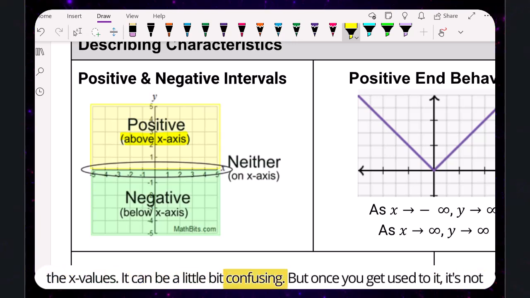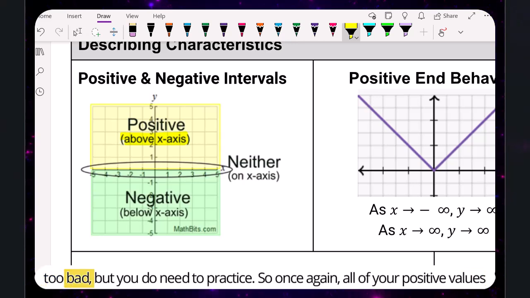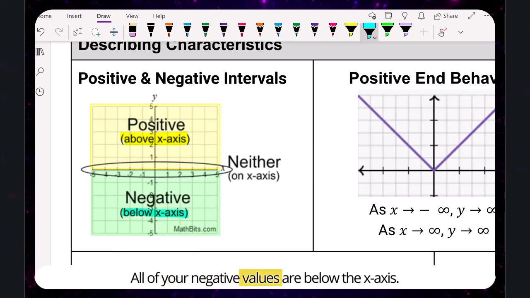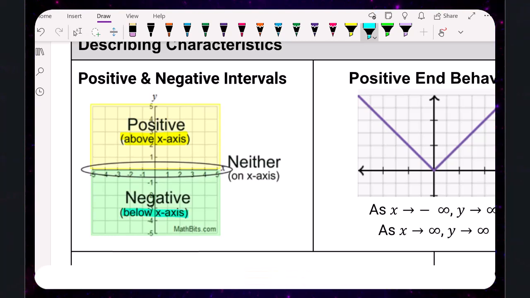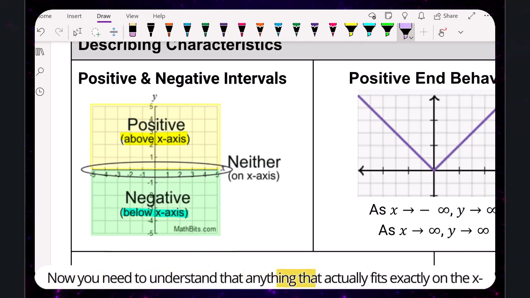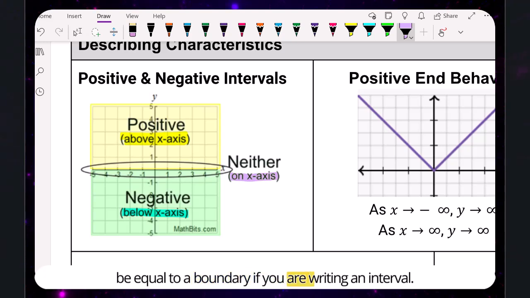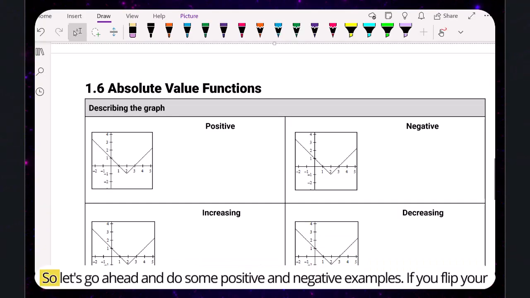It can be a little bit confusing, but once you get used to it, it's not too bad, but you do need to practice. So once again, all of your positive values are going to be above the x-axis. All of your negative values are below the x-axis. Now you need to understand that anything that actually fits exactly on the x-axis is neither positive or negative. So they're kind of neutral, and they will not be equal to a boundary if you are writing an interval. So let's go ahead and do some positive and negative examples.